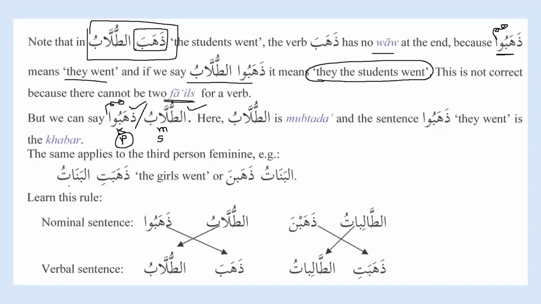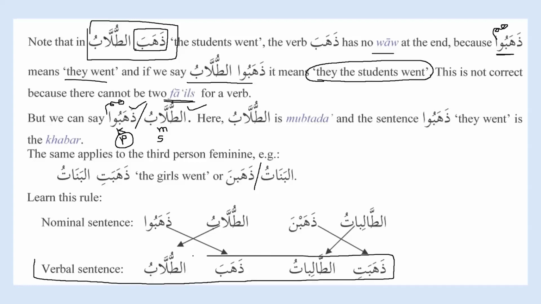And the same goes for the feminine. We will say dhahabat al-banatu, the girls went. But if you want to make it a nominal sentence, then you will say al-banatu dhahabna. So we will say al-bintu dhahabat, al-bintani dhahabatani, and al-banatu dhahabna. Now look at the nominal sentence first: at-tullabu dhahabu. But the verbal sentence will be dhahaba at-tullabu. Similarly, we say at-talibatu dhahabna, but in the verbal sentence, we will say dhahabat at-talibatu. In other words, in the verbal sentence, we will only use dhahaba and dhahabat.